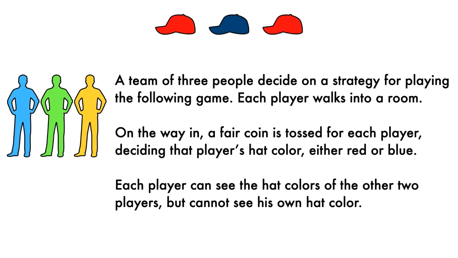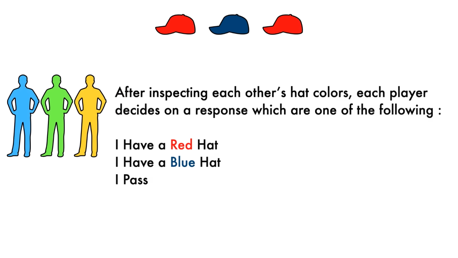A team of 3 people decide on a strategy for playing the following game. Each player walks into a room. On the way in, a fair coin is tossed for each player, deciding that player's hat color, either red or blue. Each player can see the hat colors of the other 2 players but cannot see his own hat color.